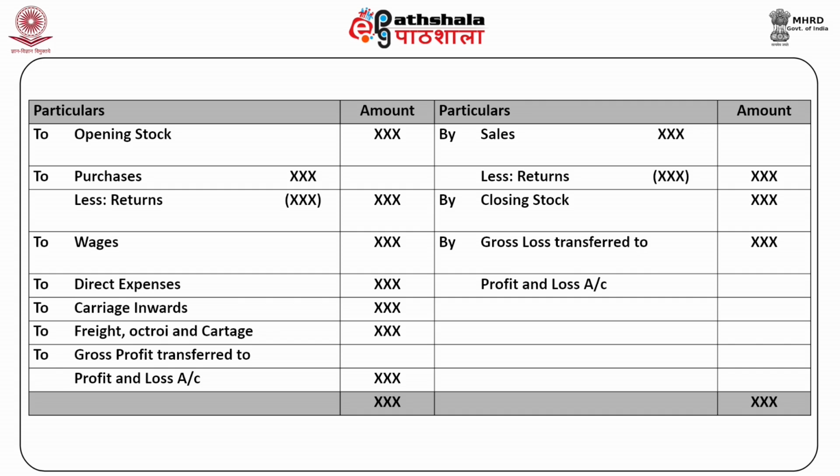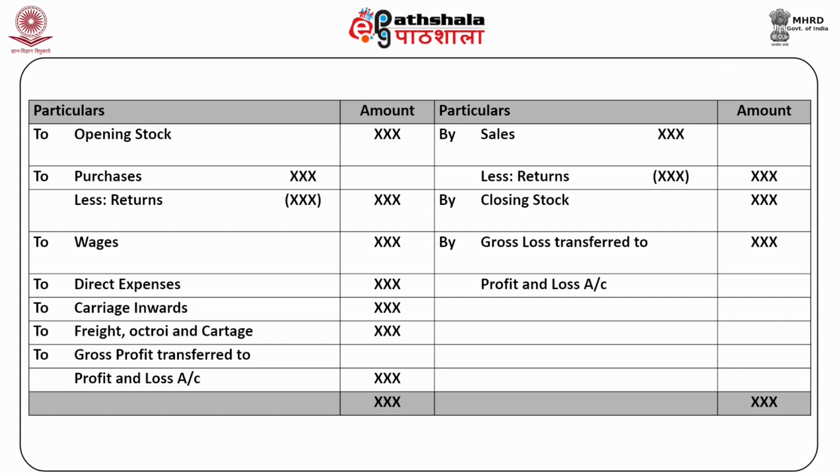Format of trading account. The format of trading account is as follows. On the left hand side, you will see the debit items. We start with to opening stock, debit purchases account less purchases return, then debit wages, debit direct expenses, debit carriage inwards, debit freight, octroi and cartage. The balance is gross profit transferred to profit and loss account.